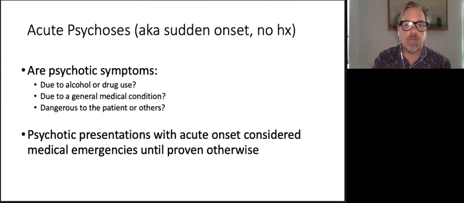So when we're looking at somebody with psychosis, if the person has had no history of psychosis and suddenly they're having an onset of psychotic symptoms, we need to ask ourselves some important questions. We need to ask ourselves, is this due to a substance use problem, either recent intoxication or even withdrawal? Could it be due to a medical condition, which is more likely to be a delirium presentation? And also we need to assure for safety. We need to know if the person is dangerous to themselves or to other people. And we need to consider any new onset psychotic presentation that has no clear reason for onset as a medical emergency until proven otherwise. It's a very important take-home point.